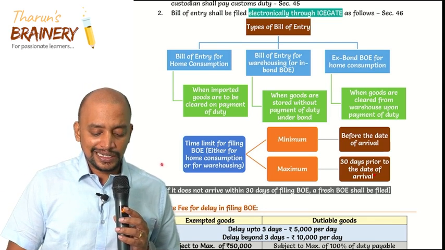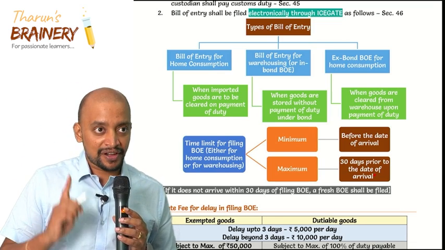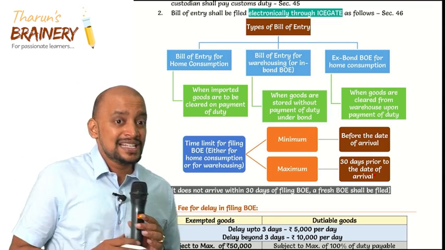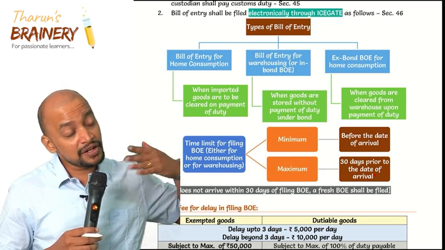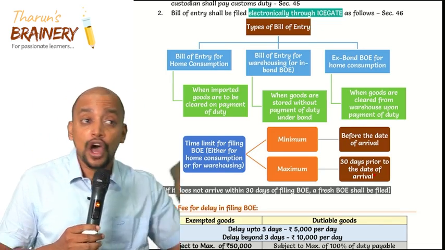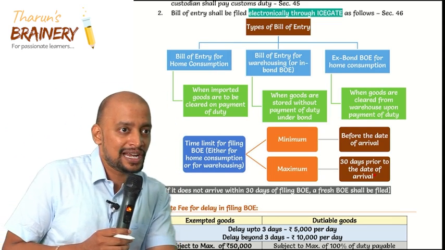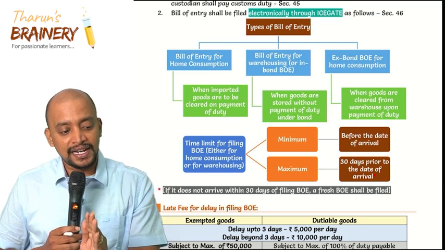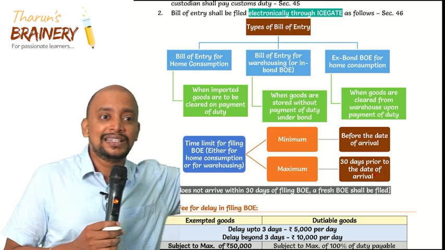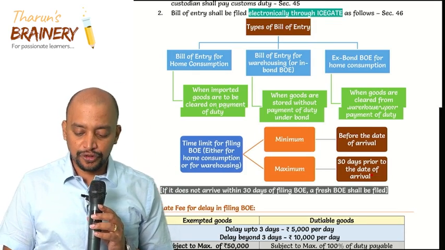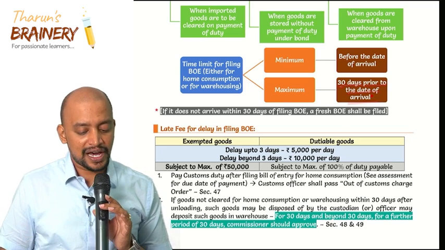Then what is the time limit for filing bill of entry? So bill of entry should be filed before the date of arrival. Sir, to avoid this, can I file even before that? Yes, even before that also we can file, but not before 30 days. So within 30 days before the date of arrival, either you file it before the date of arrival or even a prior date, but not before 30 days. So before the date of arrival minimum, maximum 30 days prior to the date of arrival.